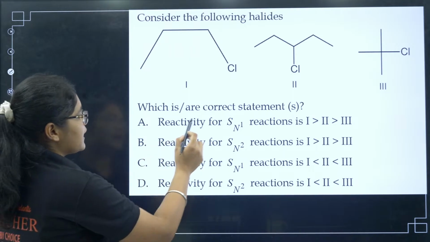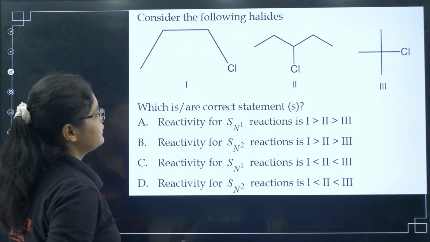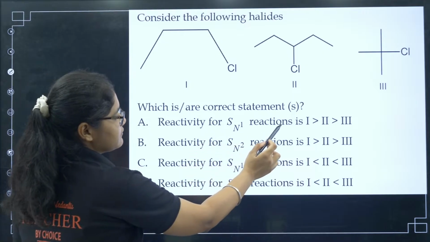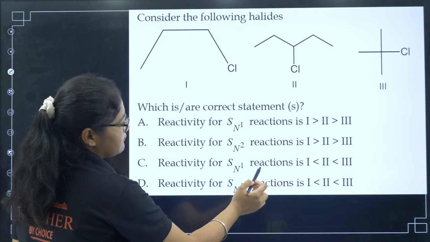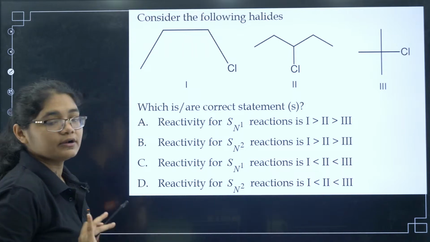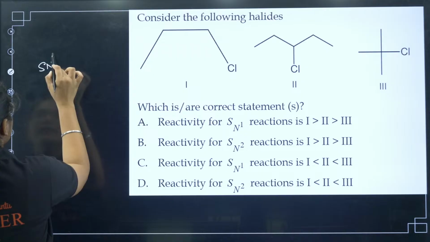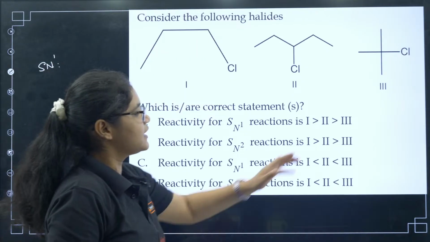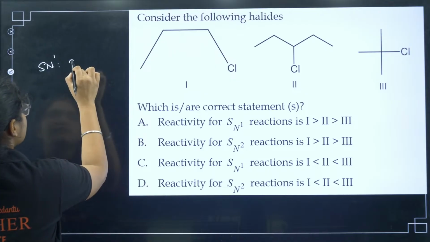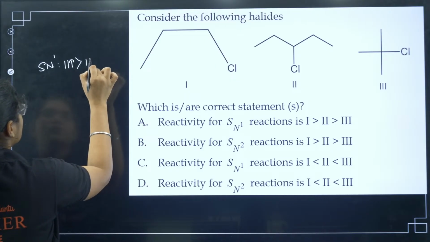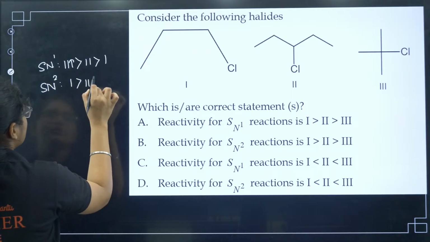What is the correct statement? Which is or are the correct statement? You have been given 1, 2 and 3. Reactivity of SN1 reaction order is given, reactivity of SN2 order is given, again reactivity for SN1 and SN2, different orders are given. So let us first find out SN1 and SN2 order. You remember, this is a tertiary group, this is secondary group and this is primary group, right? So SN1 will be 3, 2 and 1 and SN2 will be 1, 2 and 3.